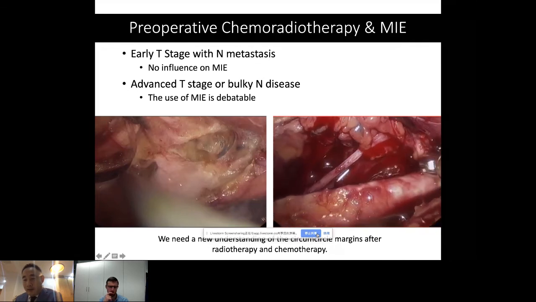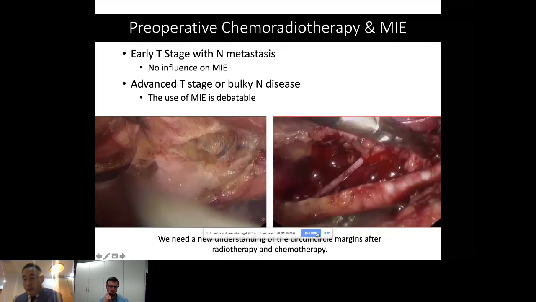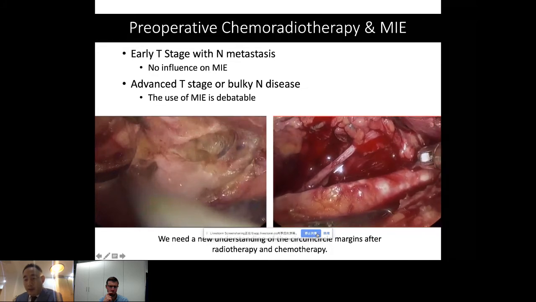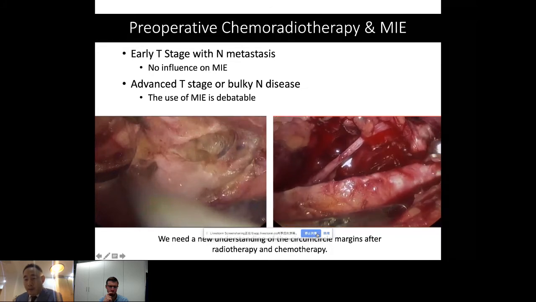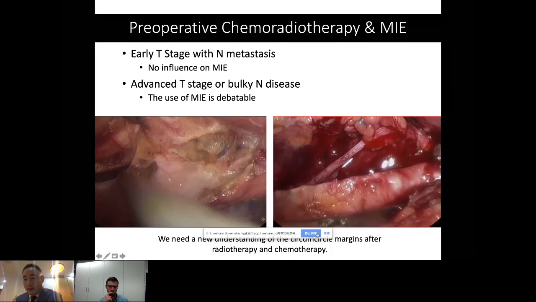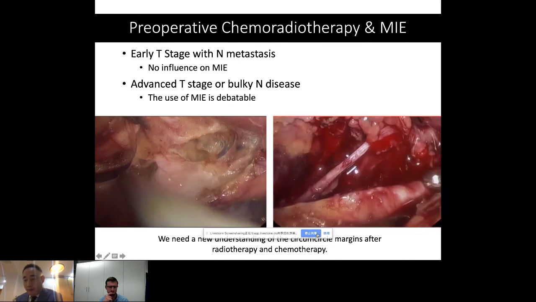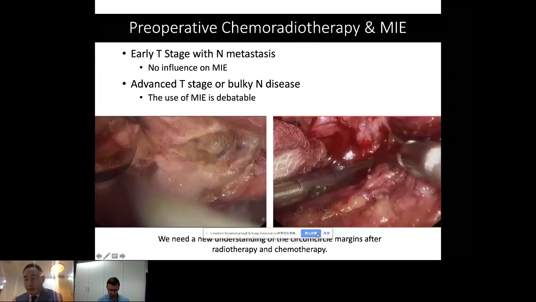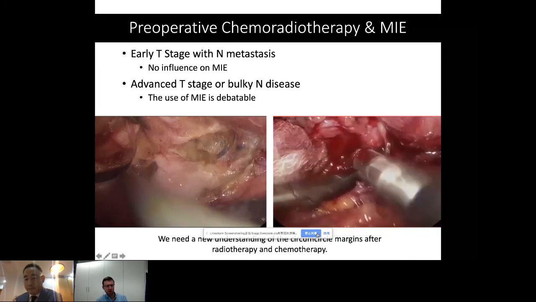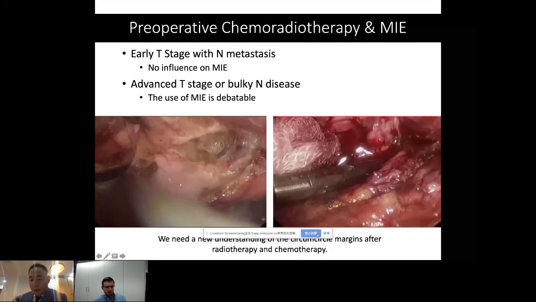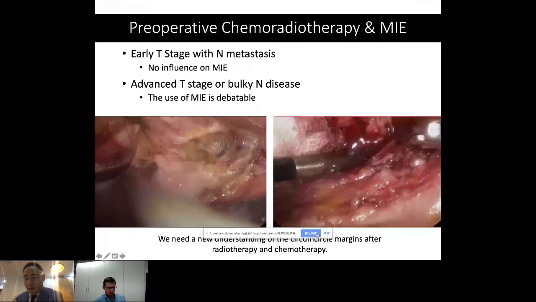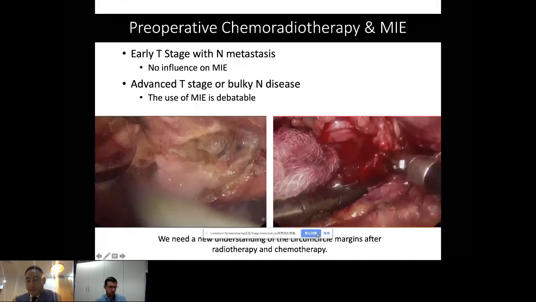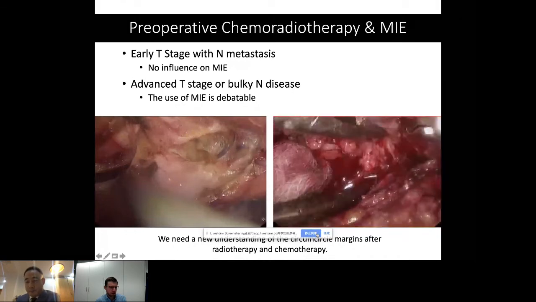But for such a case, usually we need a small sternotomy when we turn the patient to the supine position, to better expose the upper part for the lymph node dissection. So I mean, we can do it, but I think maybe we cannot confirm it is much better than the open procedures.